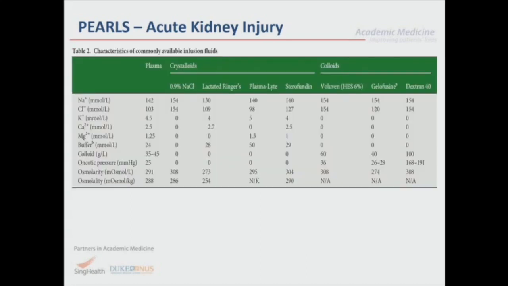This is just a common table reflecting the ion concentration of various fluids commonly used in ICU. Probably the only thing that I want to highlight is that Plasma-Lyte contains potassium. I know everyone loves Plasma-Lyte and Sterofundin because they are generally bicarbonate-containing solutions. But please remember that they do contain potassium too, so avoid them in high potassium patients.